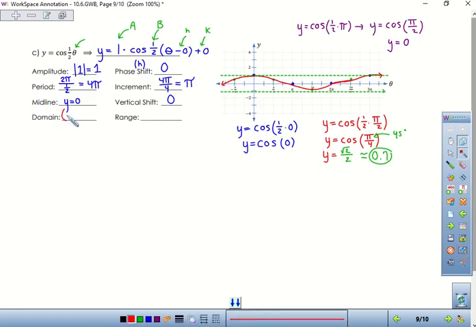So my domain remains the same, -infinity to +infinity, but my range is from -1 to 1. Still bound between -1 and 1. So I'll show you this on Desmos to get like a better view of it.